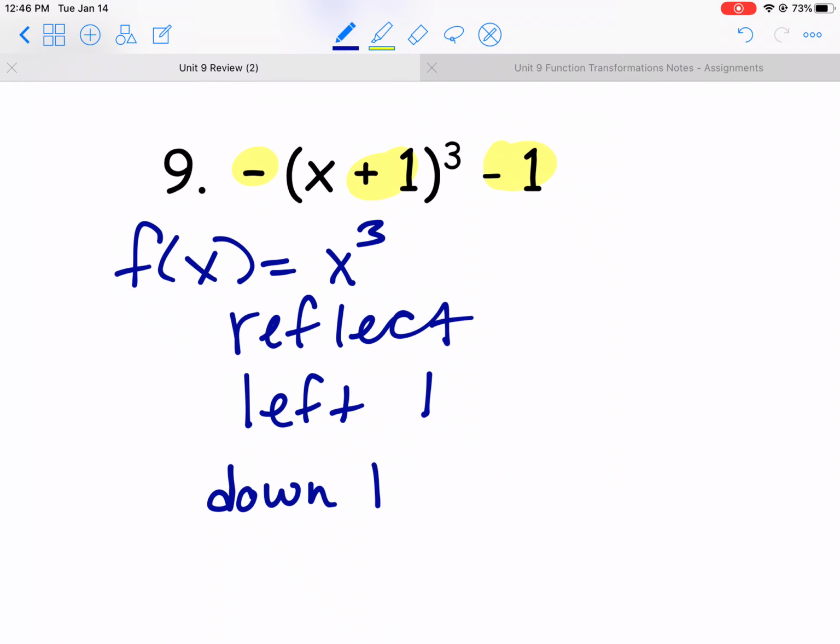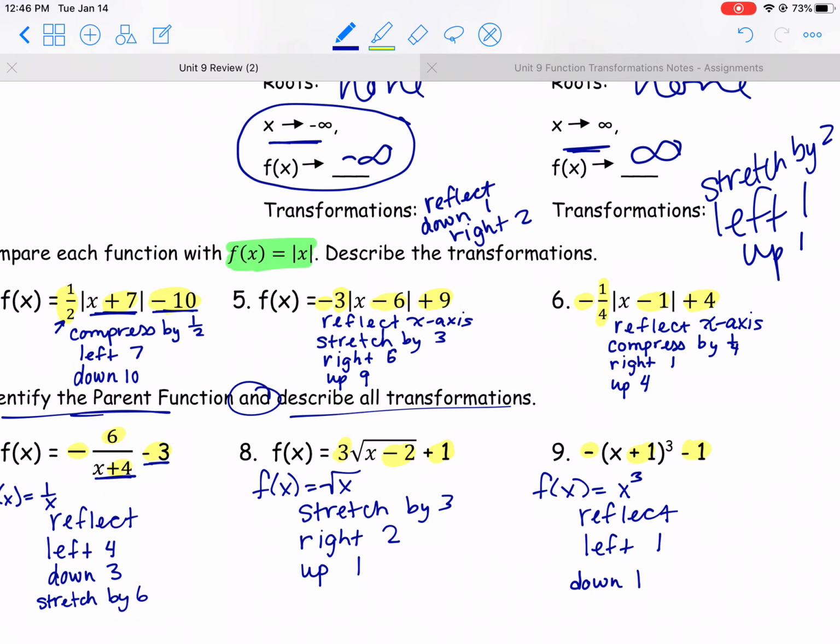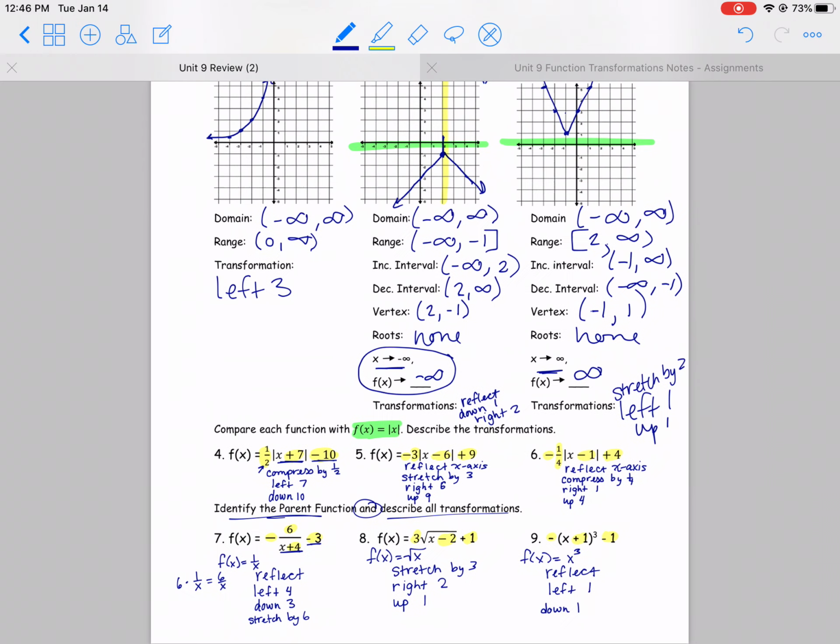All right, besides number 1, which was quite tricky, hopefully you're able to have success with all the other problems on here. These are the sorts of things you'll see on the test. Let's try the second page.